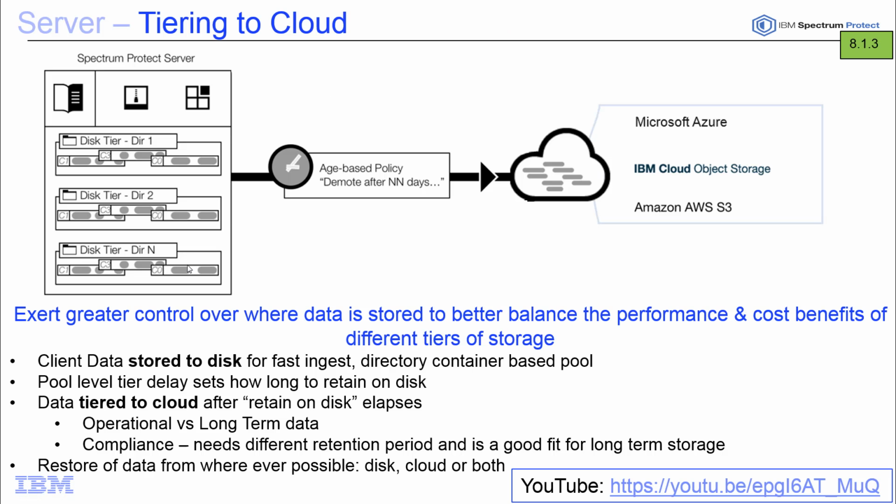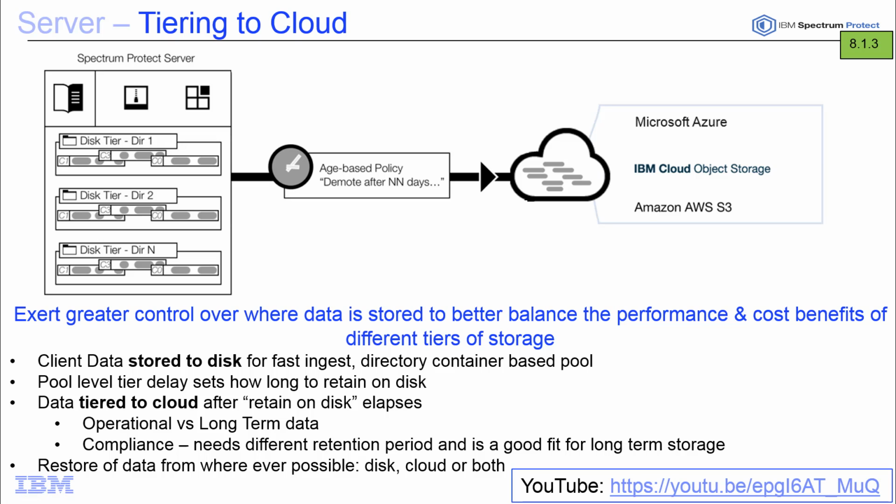The first is tiering to cloud. What tiering to cloud does is it allows you to exert greater control over where the data is stored so that it's a better balance of both performance and cost benefits for your different tiers of storage. If you're backing up data to the directory containers, then it will be rapidly ingested, deduped, and then optionally compressed and encrypted directly on high-speed disk.